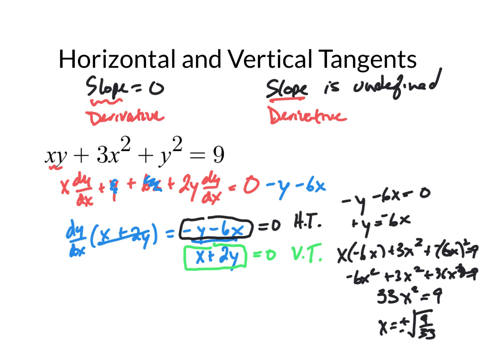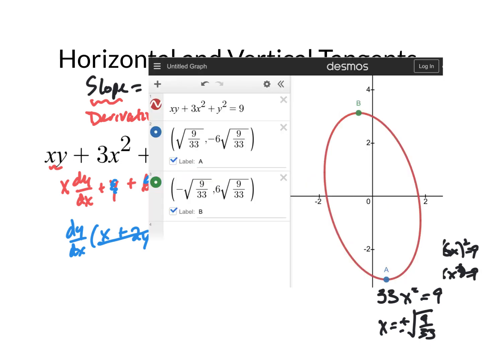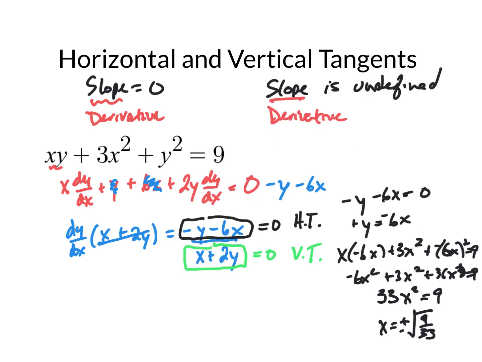Now I want to show you a picture to show you that this worked. So here you can see my original curve is in red, and I have the square root of 9 over 33 and the negative square root of 9 over 33 points. You see those 2 points there. So we did indeed find where the curve is horizontal. Next, let's figure out the verticals.